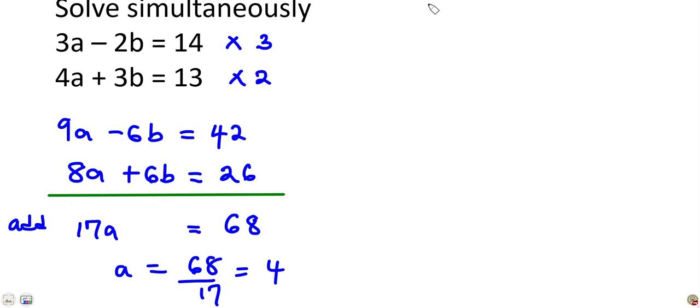The next thing we want to do is to substitute this value of 4 for a into the first or the second equation. Again, whichever one you choose, you get the same answer for b anyway. But I think I want to use the second equation, it's up to my choice. So if I take the second equation by substituting a with 4, that's going to be 4 times 4 plus 3b equals 13.